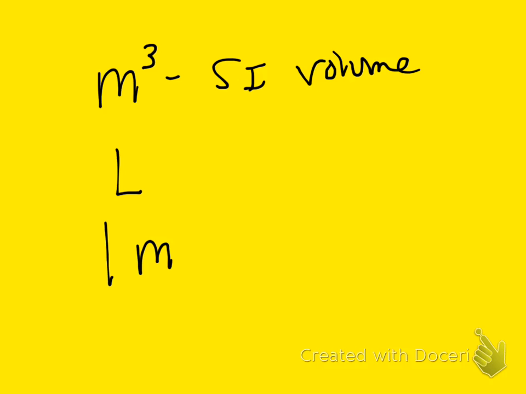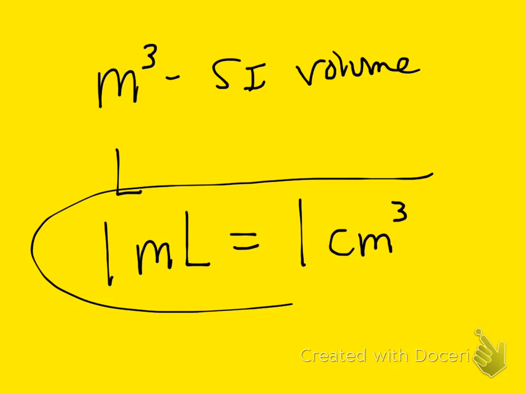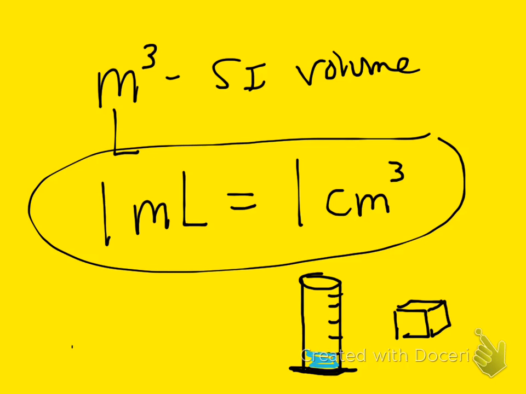We have this relationship. 1 milliliter is equal to 1 cubic centimeter. So you've got your graduated cylinder over there. In that graduated cylinder, if you have 1 milliliter of water, that would fill up a cube that's 1 centimeter per edge. So they're equal amounts, and you'll use that conversion. And I'll throw you a couple of those. So that one's important to know.